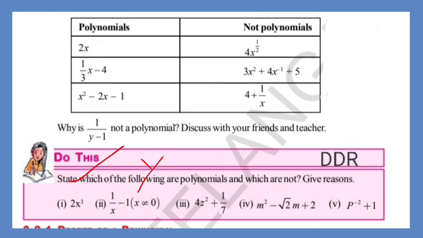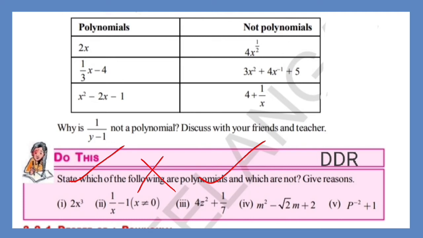So that is why 1 by x minus 1 is not a polynomial. Next, third one is 4z square plus 1 by 7. So it is also a polynomial. Next, fourth one, m square minus root 2 into m plus 2. It is also a polynomial. Observe the middle term, minus root 2 m. See, beside m, the coefficient is root 2. It is very clear, it is a real number. And 2 we know very well is also in the form of ax to the power of n. So overall it is a polynomial.